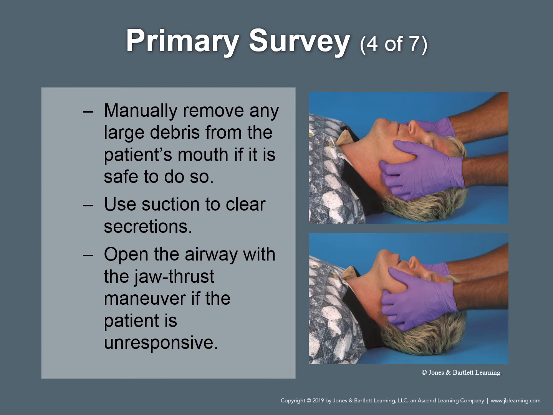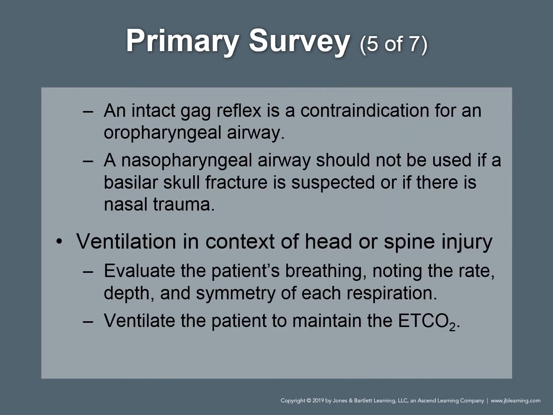We do not do a head tilt chin lift in our trauma patients because that can cause spinal cord injury or worsen that injury. So we're going to use our jaw thrust. An intact gag reflex is a contraindication for oropharyngeal airway. So if they don't have a gag reflex, put an oral airway in. If they do, stay away from those oral airways because you'll stimulate the gag reflex. Patient will vomit, aspirate, and die.